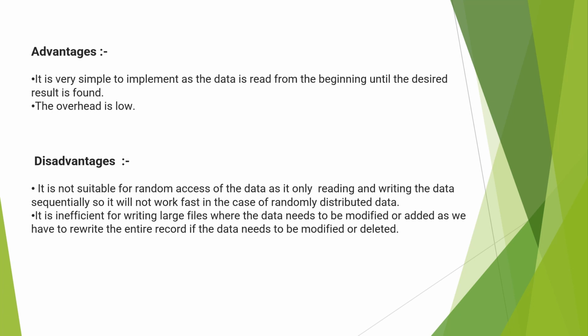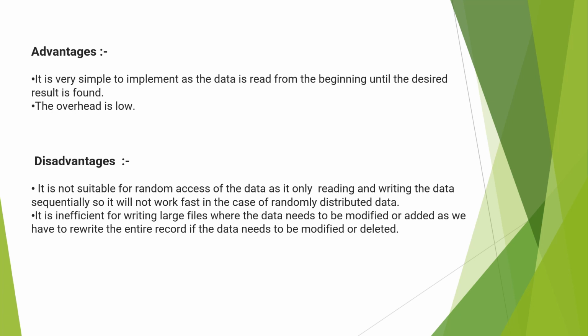Coming to the disadvantages, it is not suitable for random access of the data as it only reads and writes the data sequentially, so it will not work fast in the case of a randomly distributed system. Sequential access is not suitable for random access because we have to traverse all the blocks until the desired data is reached. As we saw in the previous diagram, if we want the record present in block 8, then we have to traverse all the blocks. So we can't randomly access that block, and random access is not suitable in the case of the sequential access method.